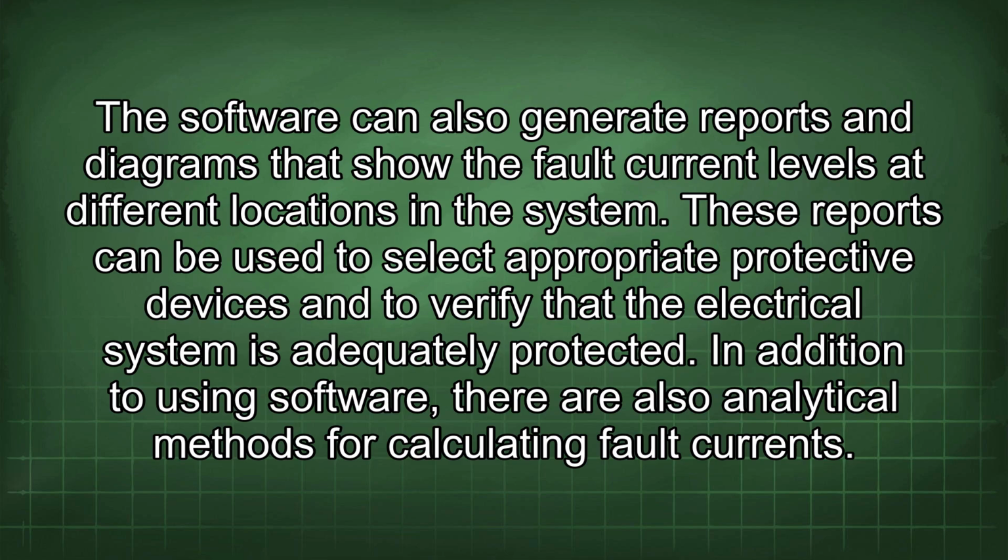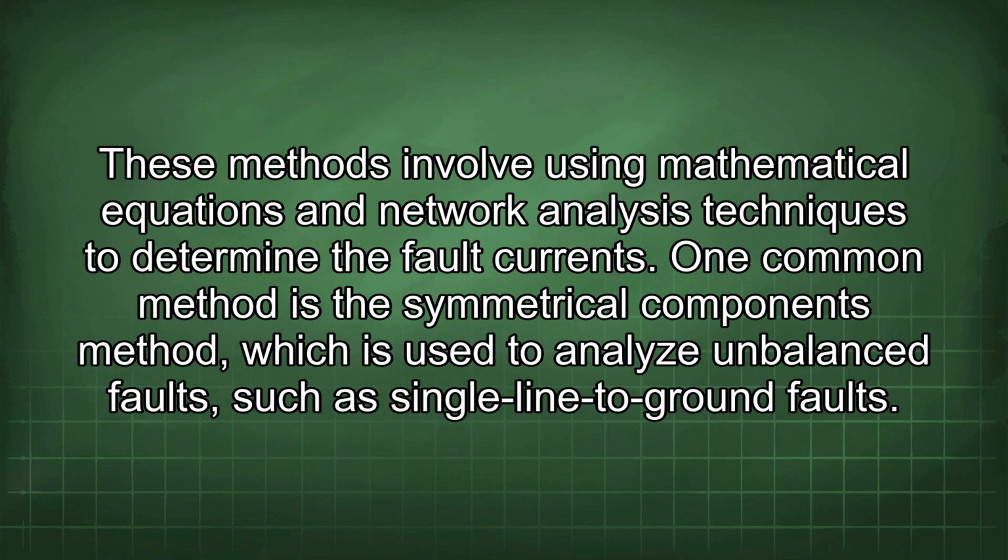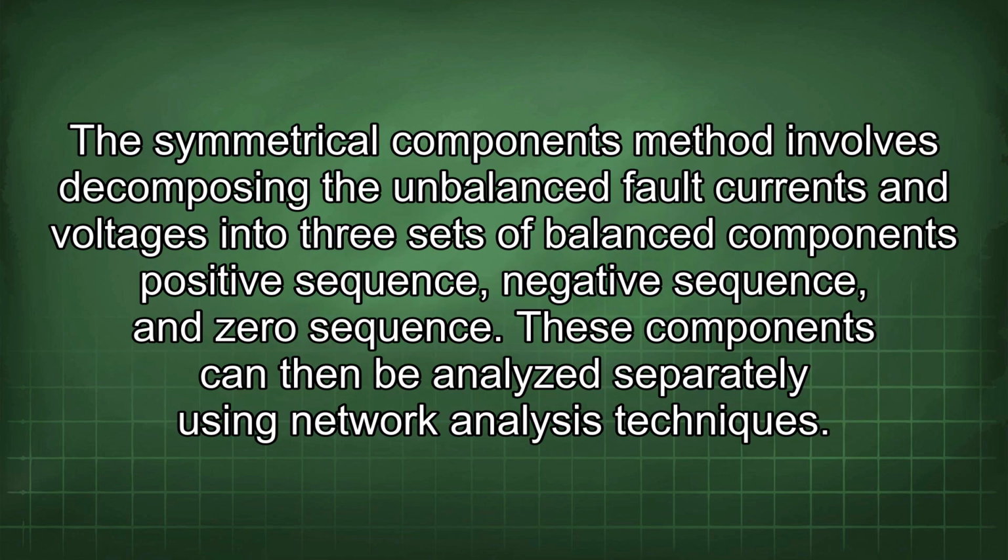In addition to using software, there are also analytical methods for calculating fault currents. These methods involve using mathematical equations and network analysis techniques to determine the fault currents. One common method is the symmetrical components method, which is used to analyze unbalanced faults such as single line to ground faults. The symmetrical components method involves decomposing the unbalanced fault currents and voltages into three sets of balanced components: positive sequence, negative sequence, and zero sequence. These components can then be analyzed separately using network analysis techniques.